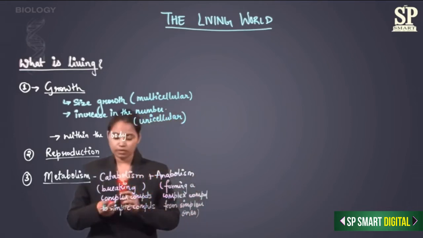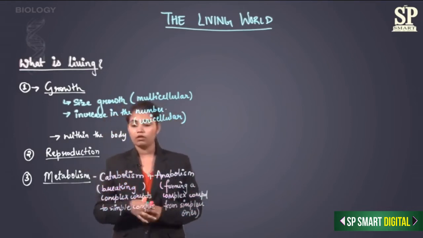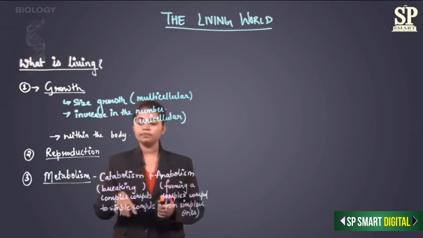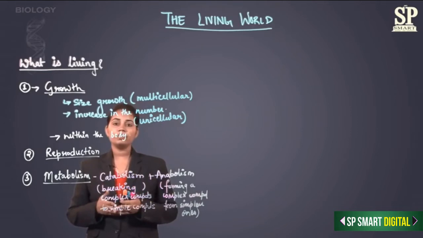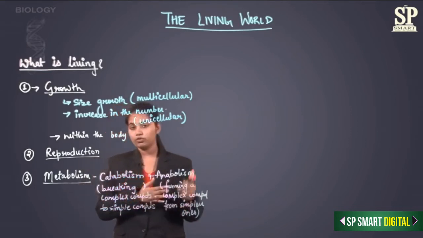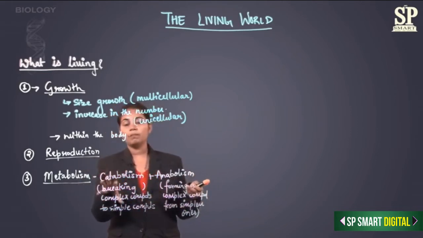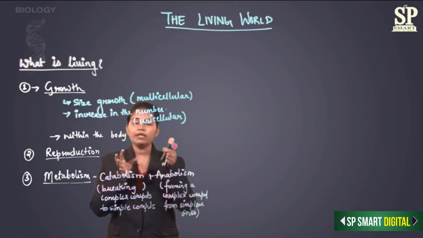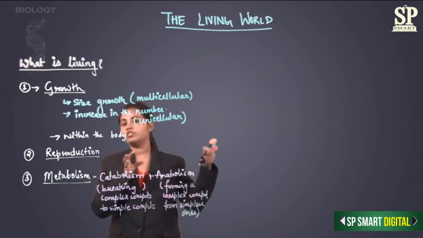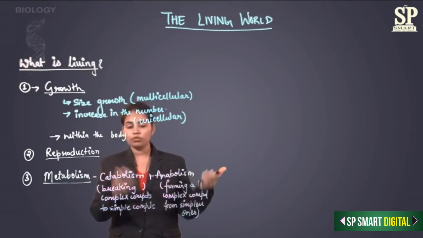Okay, let me give an example for catabolism and anabolism. Catabolism is when I'm breaking carbohydrate into simpler compounds to release energy, and the simpler compound from carbohydrate is nothing but glucose, right? So I have a complex compound, carbohydrate, and I'm going to break this carbohydrate into a simpler one, which is glucose, or the end product is glucose.